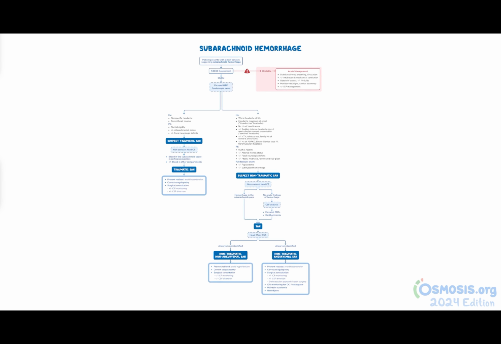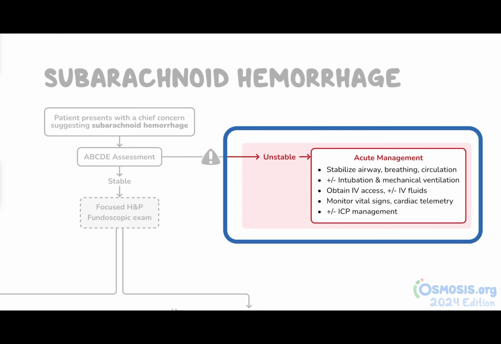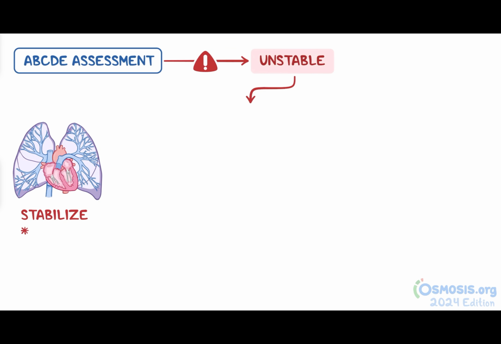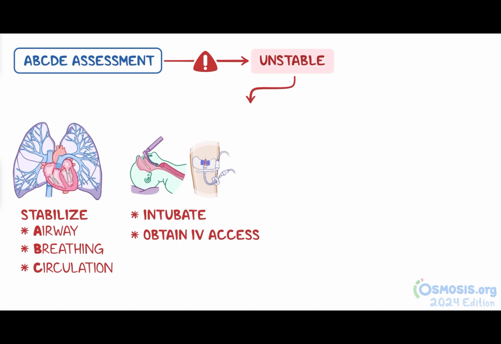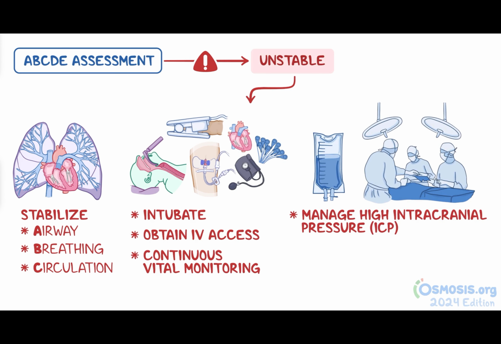Now, if your patient presents with a chief concern suggesting subarachnoid hemorrhage, first perform an ABCDE assessment to determine if they are unstable or stable. If unstable, stabilize the airway, breathing, and circulation. At this point, you might even have to intubate the patient and start mechanical ventilation. Next, obtain IV access, consider starting IV fluids, and don't forget to put your patient on continuous vital sign monitoring, including heart rate, blood pressure, and pulse oximetry, as well as cardiac telemetry. Finally, you might need to manage high intracranial pressure, or ICP for short.